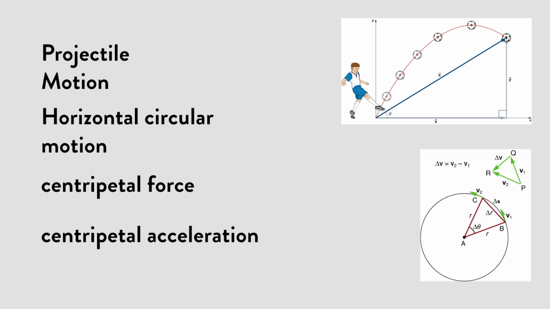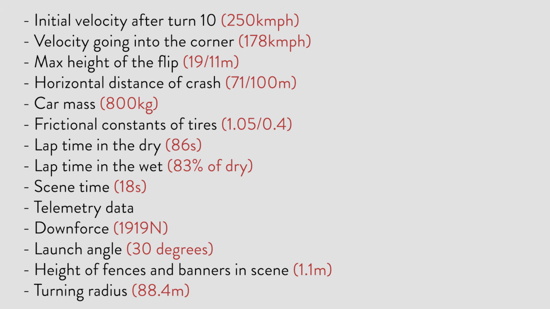The first thing we need to establish are all the concepts we are dealing with here, and also some of the values that we need. There's projectile motion, horizontal circular motion, centripetal force, and acceleration. The values we need to extract from the footage and various sources are as follows. Just before we start analyzing the scene, I'm going to do a brief overview of key concepts.